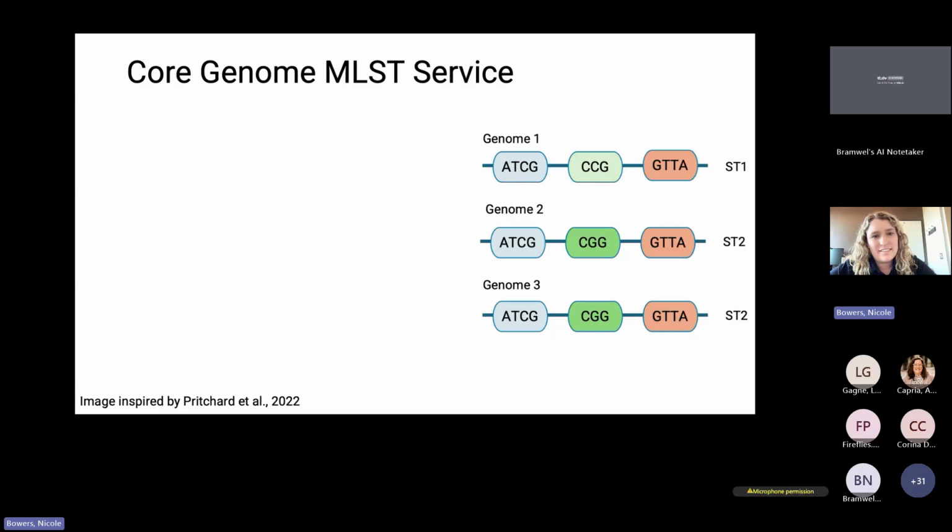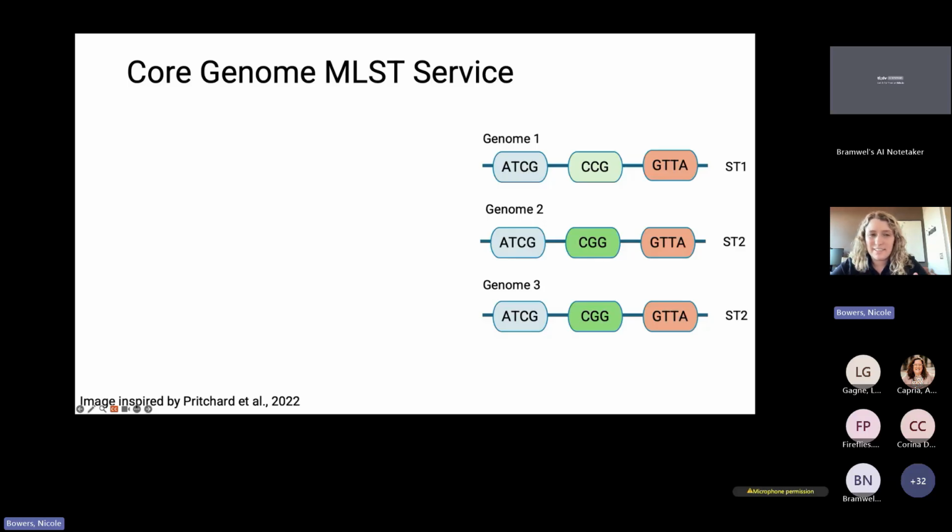I created this as a toy example of how you can think about sequence type. It's simplified, but we have 3 example genomes that each have 3 genes. In the first position, they have the same exact sequence and same gene present. In our second, we see CCG, but then it goes to CGG and CGG. So here, genomes 2 and 3 have the same version, but genome 1 differs. And then our gene in the third position is the same across all 3 genomes.